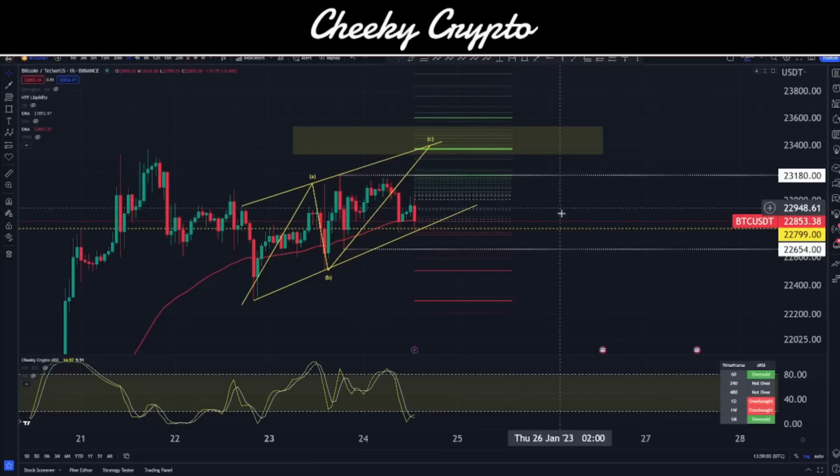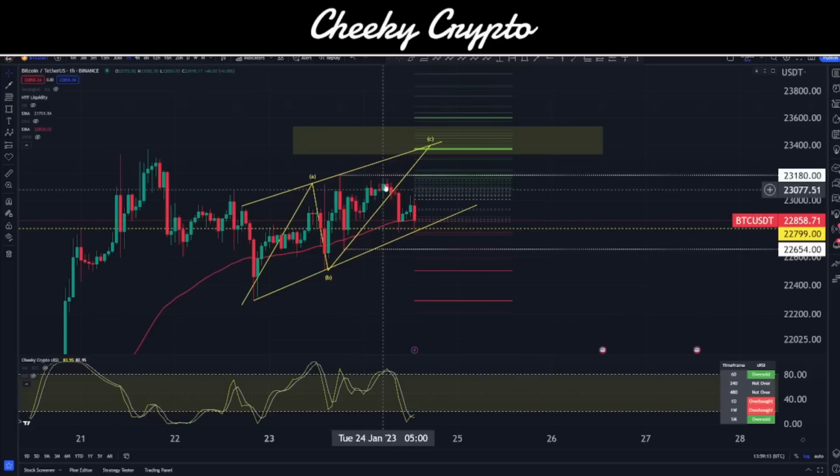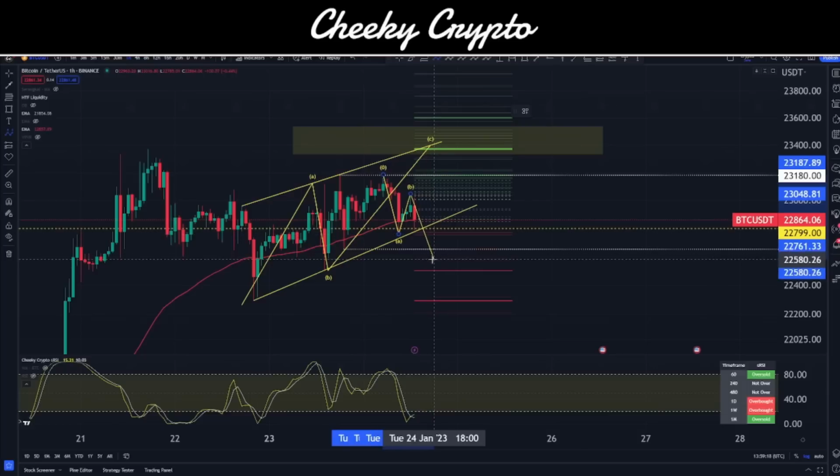But until we prove one way or another, both are technically possible. The other thing going on here is that we do have a subwave count inside here. That means we can see that moving up, but inside that area we do have a potential for a subwave. And this subwave looks like it could take us down a little way and breach this white line on the lower side, which is 22,654.